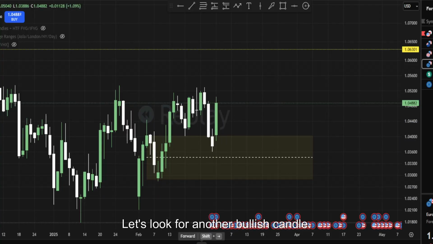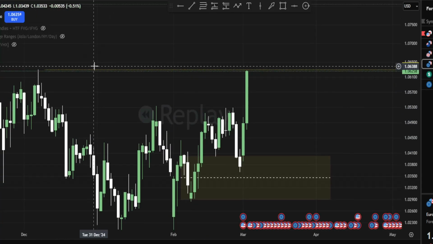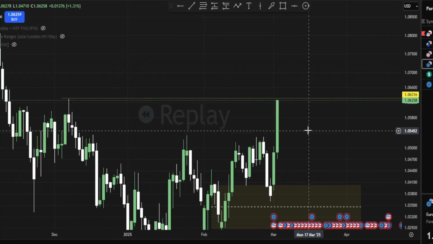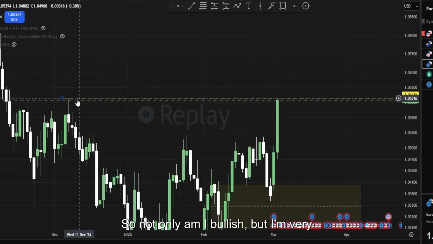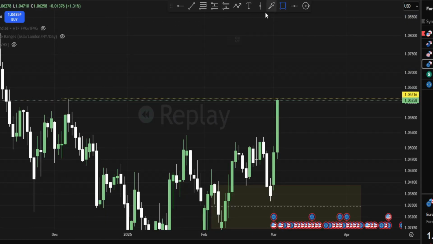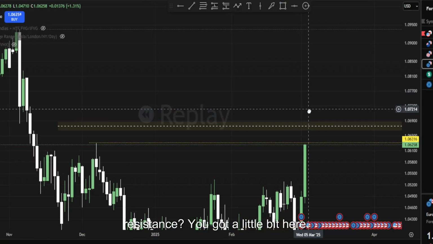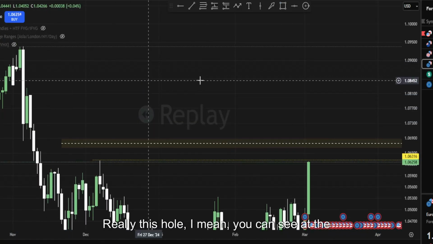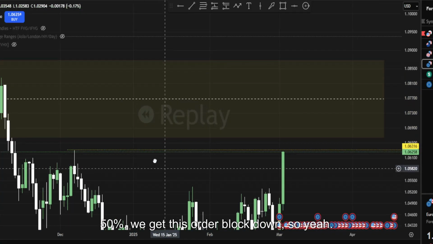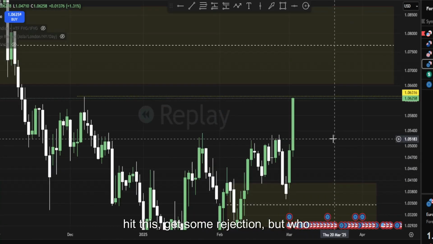Let's look for another bullish candle. We do get that. We're starting to absolutely seek liquidity. We did not get it. So not only am I bullish, but I'm very bullish because we still need to go pick this up. Where would I be looking at some resistance? You got a little bit here. Really this whole area, you can see at the 50%, we get this order block down. So I expect we hit this, get some rejection, but who knows?